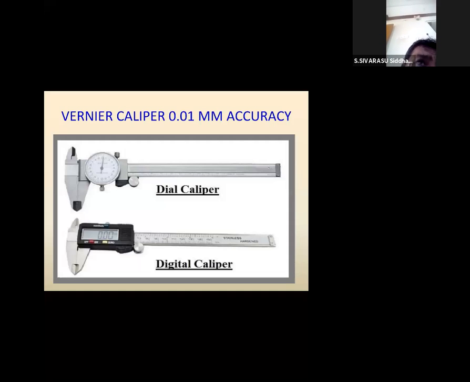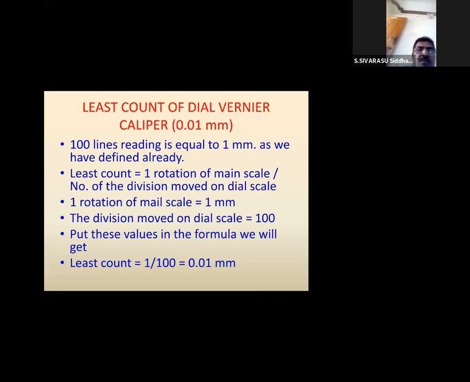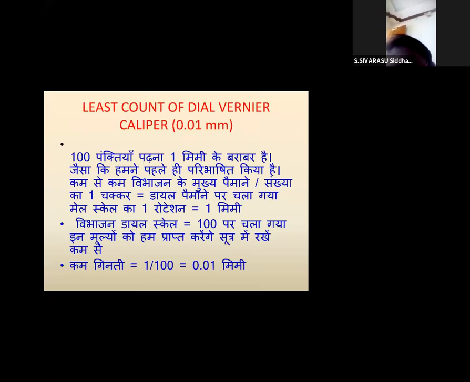The pointer moves one rotation for 1 mm. For example, you can see these 100 lines on the dial are equal to 1 mm. We have already discussed the vernier caliper; now only the graduation and the least count we will discuss. The least count is equal to 1 rotation, that is 1 main scale division.